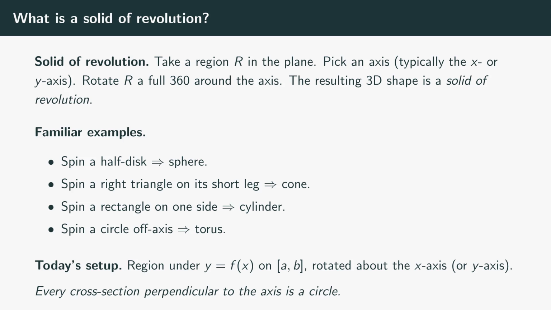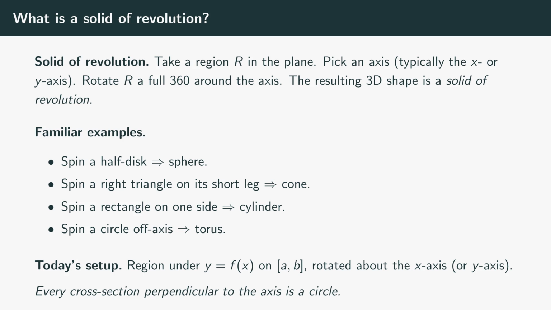First, what exactly is a solid of revolution? Take a region in the plane, like the region under a curve, or the region between two curves. Pick an axis of rotation, usually the x-axis or the y-axis. Now rotate the region a full 360 degrees around that axis. The 3D shape you sweep out is called a solid of revolution. You already know lots of examples.